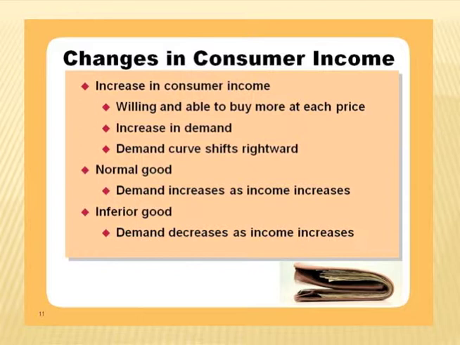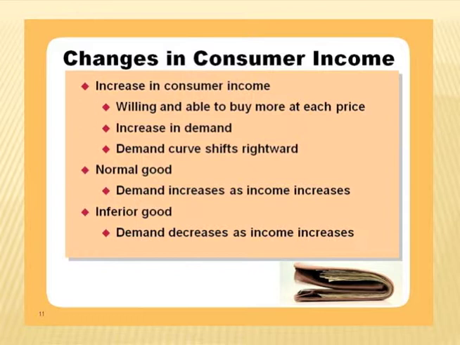Remember, we're talking now about the entire relationship, so we're not saying the price has changed, we're just saying that the consumers suddenly have more income than they had before, and so their demand increases. On the other hand, some goods are said to be inferior goods, which does not refer to their quality. It simply means that the demand will decrease as income increases. These are goods that you want to substitute out of.